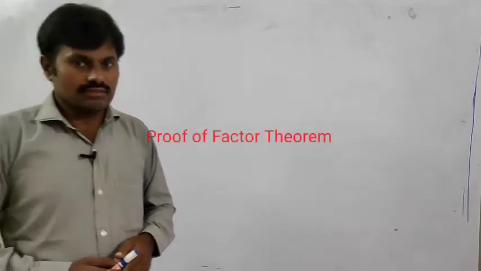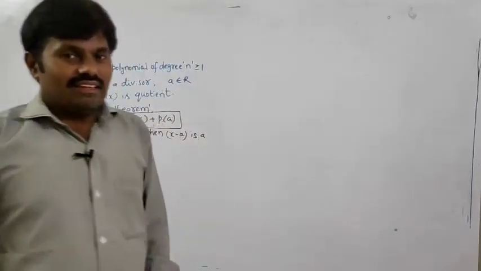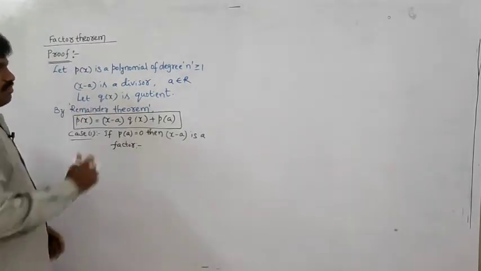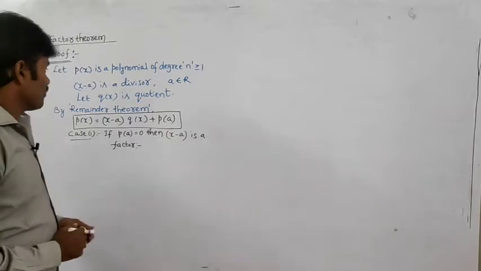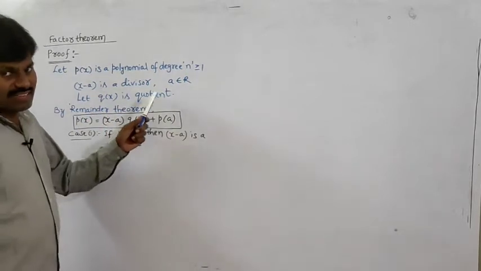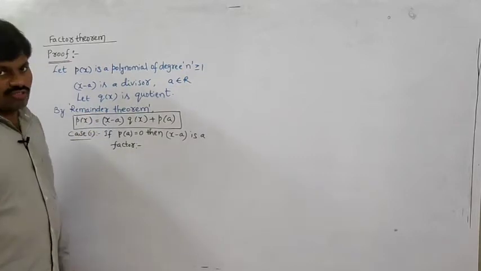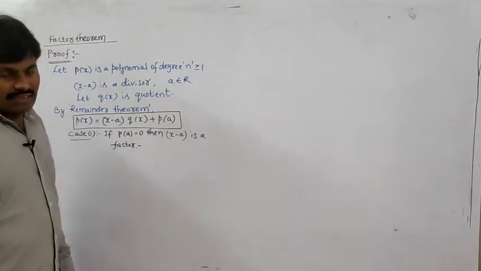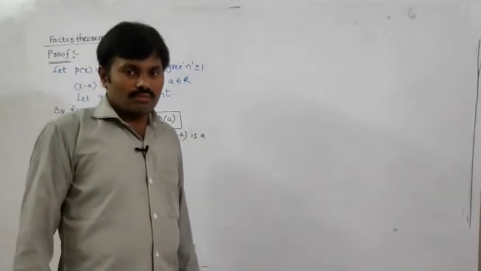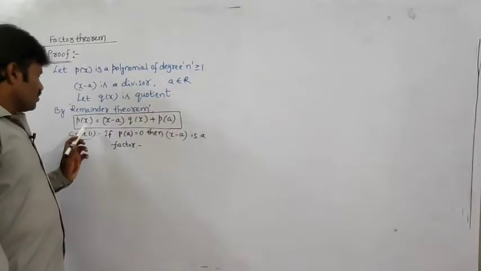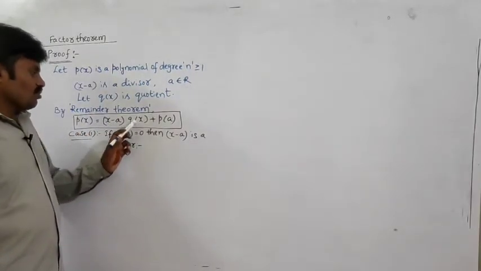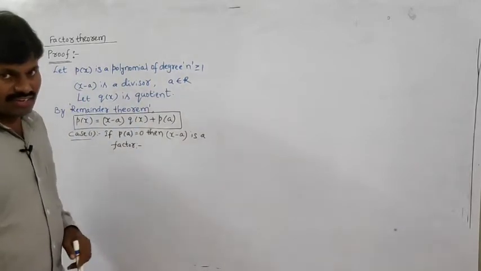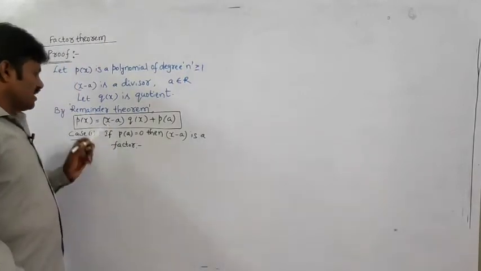Now let us see the simple proof of this theorem. Okay, my dear students, now let us prove factor theorem. That is, if p of x is a polynomial of degree n greater than or equal to 1, and x minus a is a divisor where a is any real number, let q of x be the quotient when we divide p of x by x minus a. So according to remainder theorem, already stated and proved in the previous session, dividend is equal to divisor into quotient plus remainder. If we divide p of x by x minus a, then the remainder is p of a according to remainder theorem. So as per that statement I have written here.